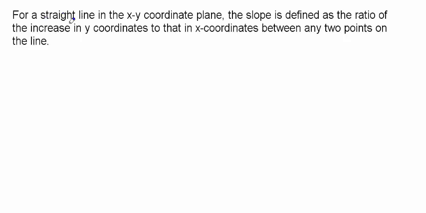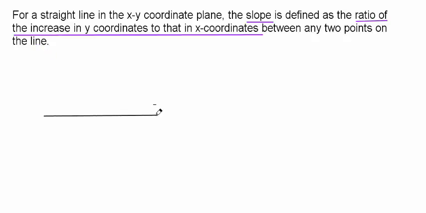The slope or the gradient of a straight line on the xy coordinate plane is a measure of its steepness. Imagine climbing up a hill. As the hill becomes steeper and steeper, we say the slope or the gradient of the hill becomes larger and larger. For a straight line in the xy coordinate plane, the slope is defined as the ratio of the increase in y coordinates to that in x coordinates between any 2 points on the straight line.